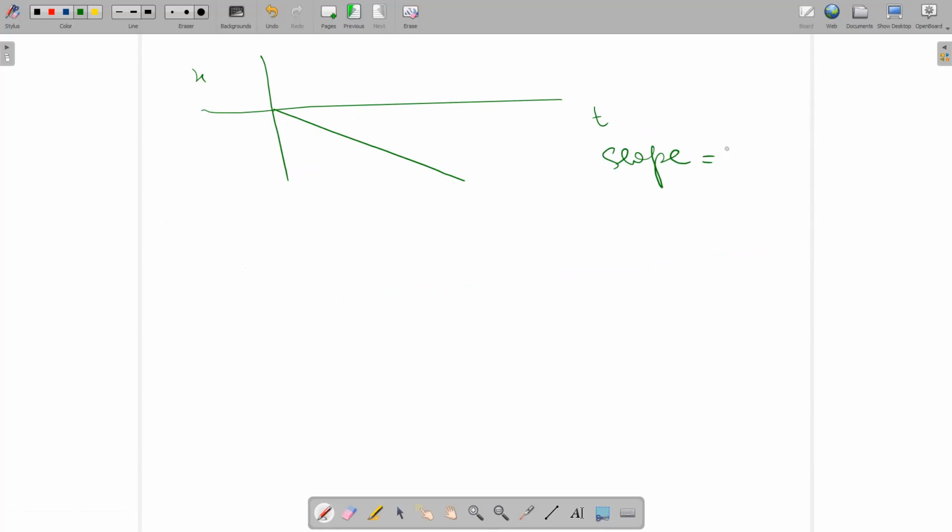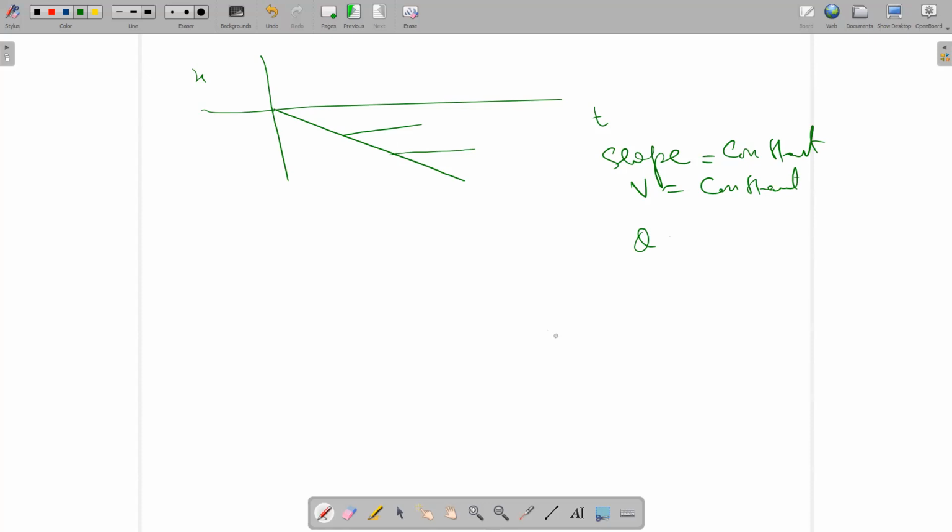Slope is constant. If you want to find the slope at every point, it is constant. So slope constant means what? V is constant. One thing. The second thing, is theta greater than 90 or less than 90? Less than 90.